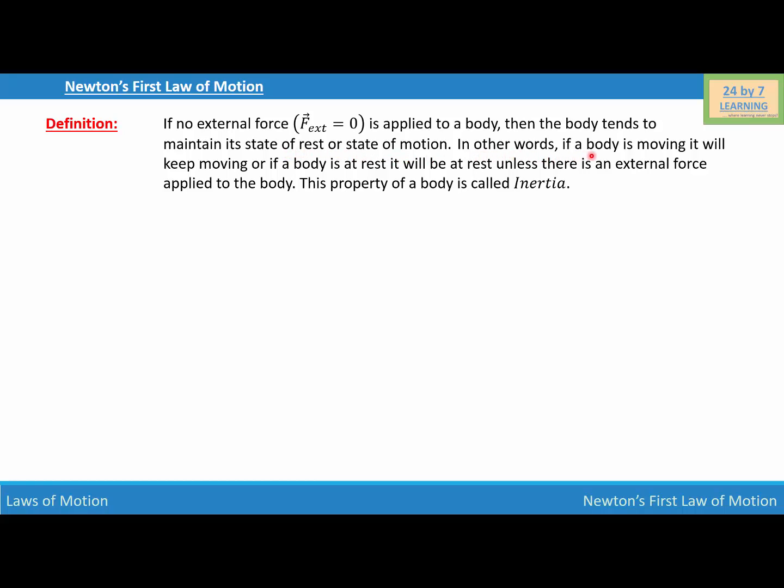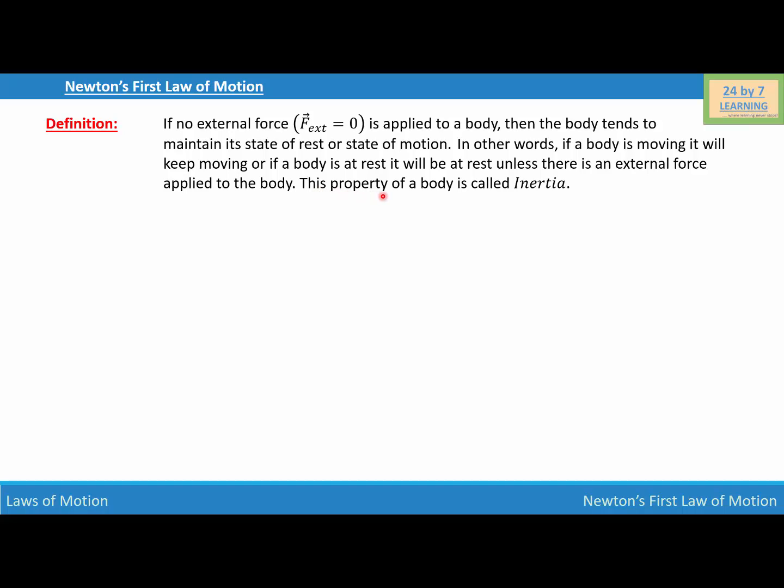In other words, if a body is moving, it will keep moving, or if a body is at rest, it will stay at rest unless there is an external force applied to the body. This property of a body is called inertia.